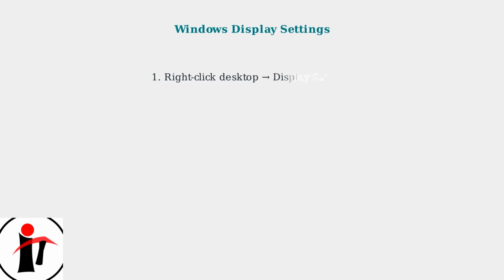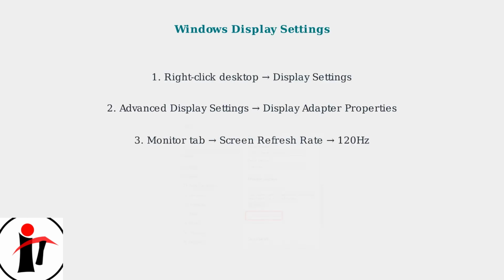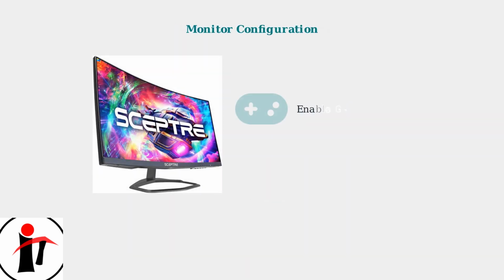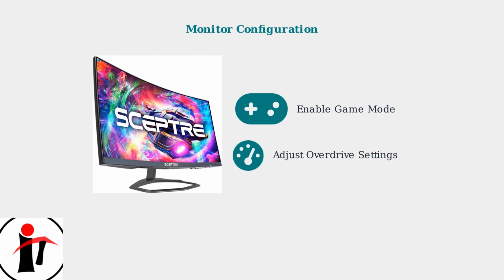Next, configure Windows to use 120 Hz refresh rate. Right-click on your desktop and select Display Settings. Then navigate to Advanced Display Settings, click Display Adapter Properties, and under the Monitor tab, change the screen refresh rate to 120 Hz. Finally, optimize your monitor settings for 120 Hz performance.